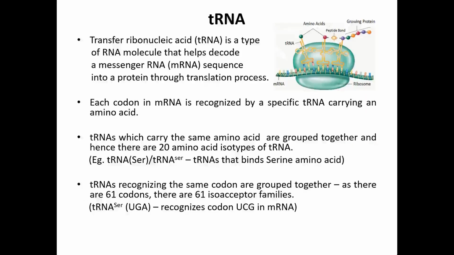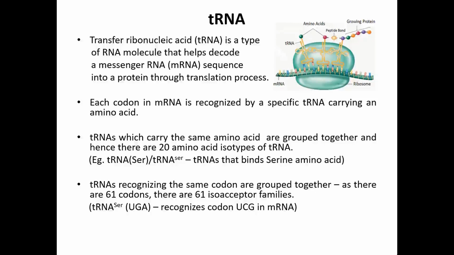Let's see about tRNA. Transfer ribonucleic acid, which is called in short as tRNA, is a type of RNA molecule that helps decode messenger RNA sequence into a protein through the translation process. Here each codon, which consists of 3 nucleotide bases, is recognized by a specific tRNA carrying an amino acid. tRNAs which carry the same amino acid are grouped together, and hence there are 20 amino acid isotypes of tRNA. You can see an example here. tRNAs that bind the serine amino acid are all called tRNA Ser.